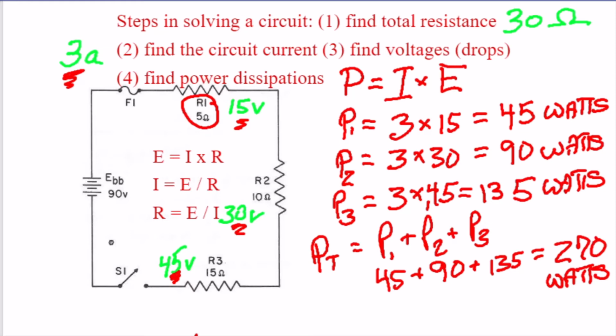So I'm now going to write the power dissipated at each one of those resistors. The first one up here is going to be 45 watts. The next one down here is going to be 90 watts. And the final one down here is going to be 135 watts.